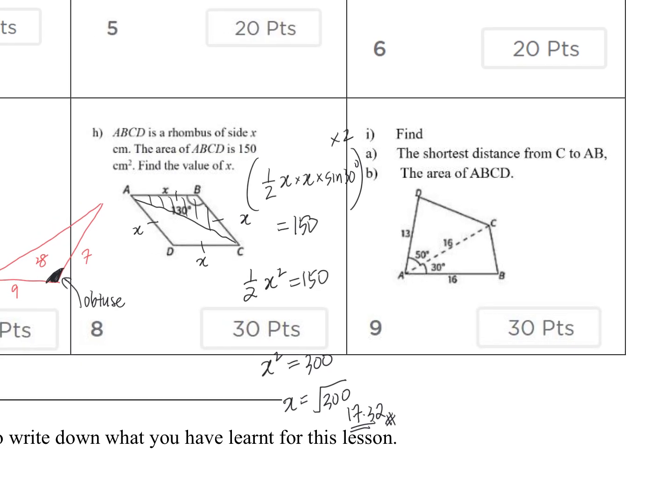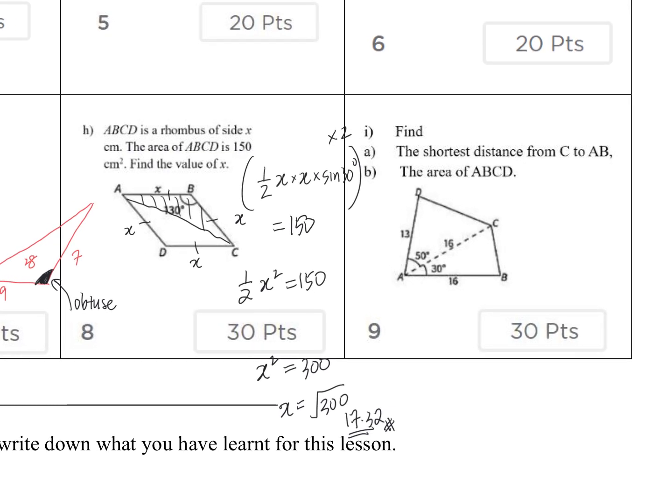Why is your answer wrong? 17.32 is wrong? Yeah, it's wrong. Just skip it. Okay, I will double check this one. Maybe the answer I keyed in was different. Times 2. Half. Yeah, looks correct. Okay, never mind. Last one.